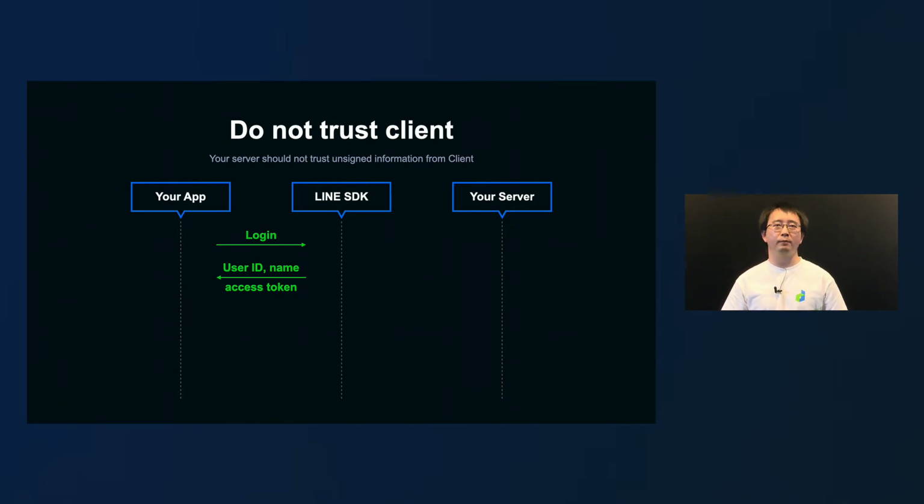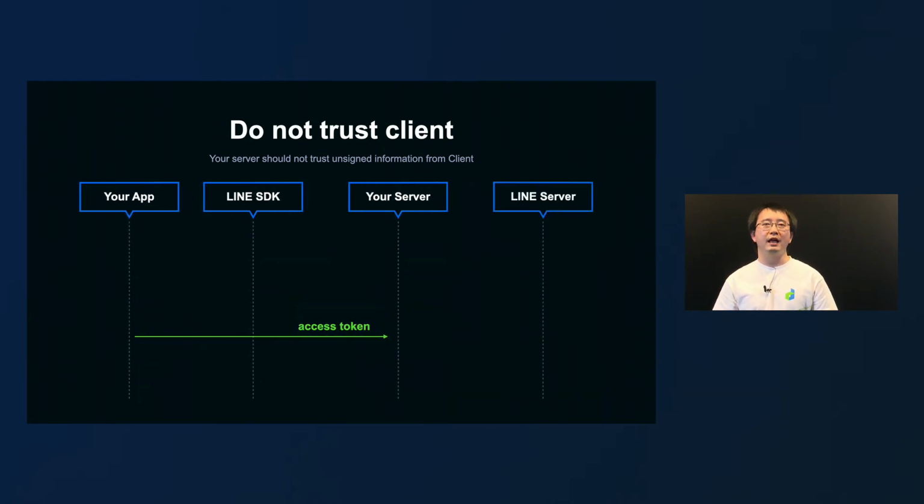We found some developers just send the user ID and name to the server to finish it. Never do it. Your app can be malformed and anyone can send this kind of request to your server. Instead, send the access token you received from LINE SDK to your server, and then let your server talk to LINE server with the access token, calling the profile API to get the correct user ID and name.